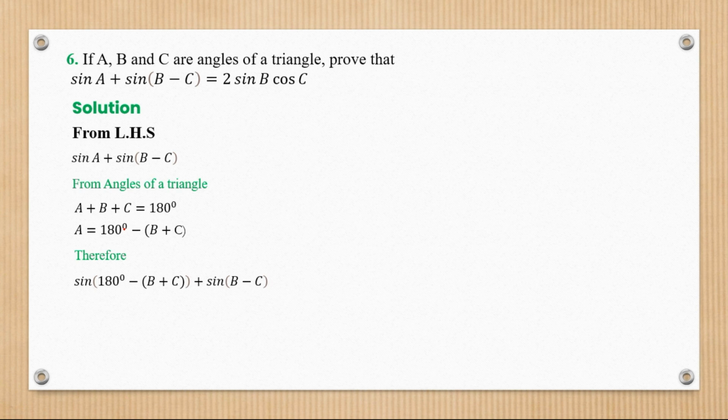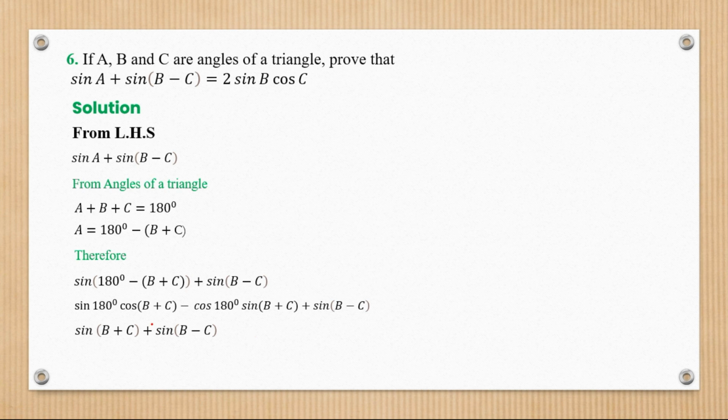So now when we expand this using the knowledge of compound angles, we end up with that. But sin of 180 is 0, so all this cancels, and cos of 180 is negative 1. So negative 1 times a negative is positive. So we remain with sin(B plus C).